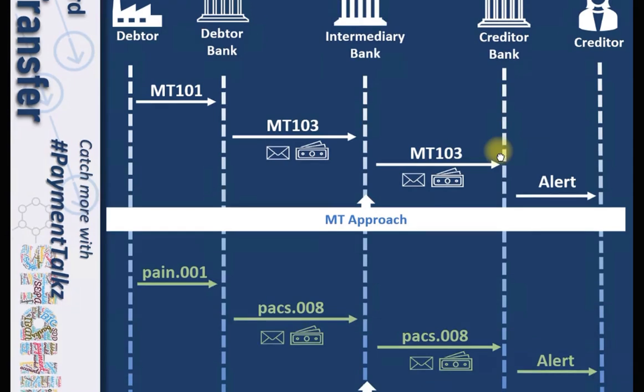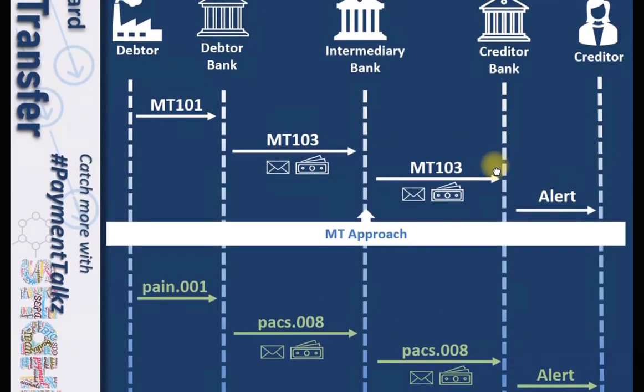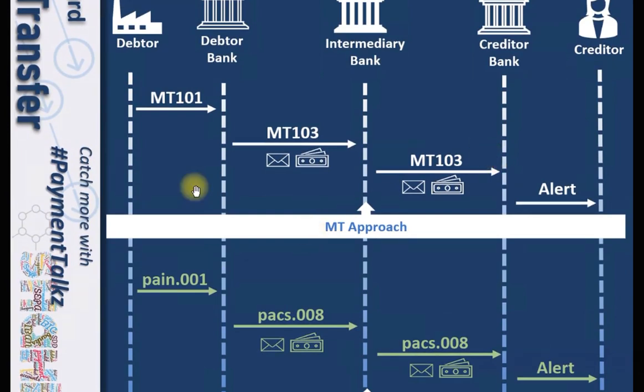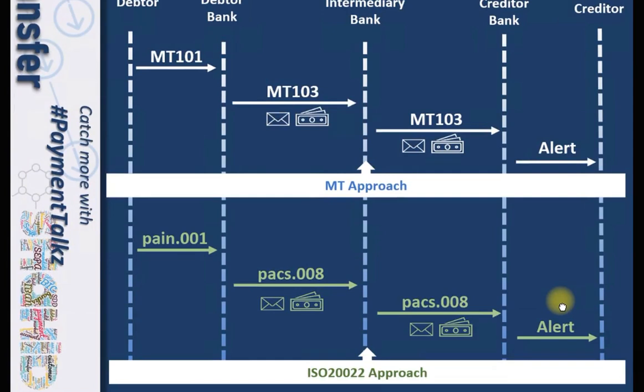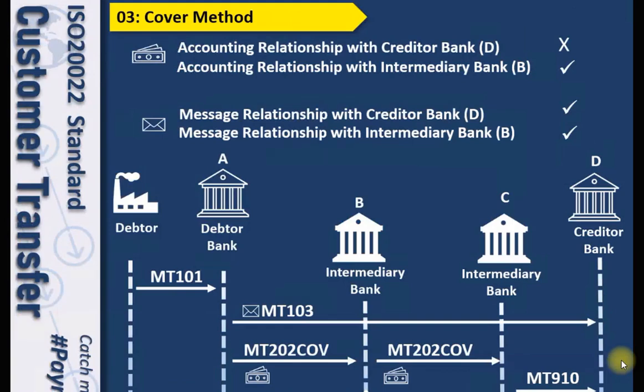If we compare the same flow with MX, we can see that it will be very much the same, but MT101 will be replaced with PAIN.001 if it is used. Otherwise, there can be an API or other methods possible. This MT103 will be the PACS.008, and finally the alert will happen. So this is how it will translate in ISO. Let's see the other example in the next slide.